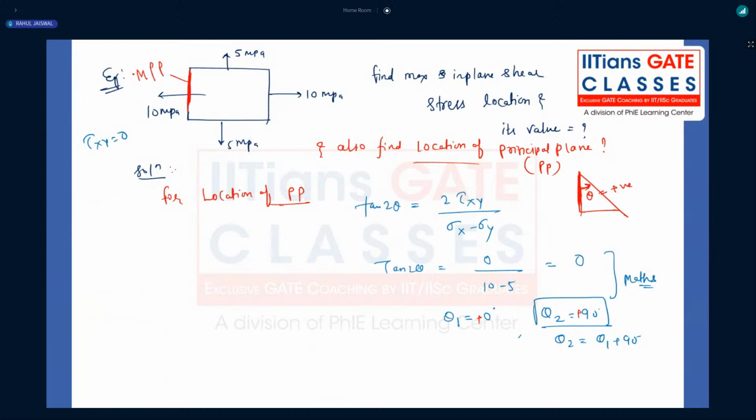Why major principal plane? Because the major value, 10, is greater than 5 mathematically. That will be the major principal stress, and that will become the major principal plane. Let me denote it by A, B, C, D. So AB will become the major principal plane.